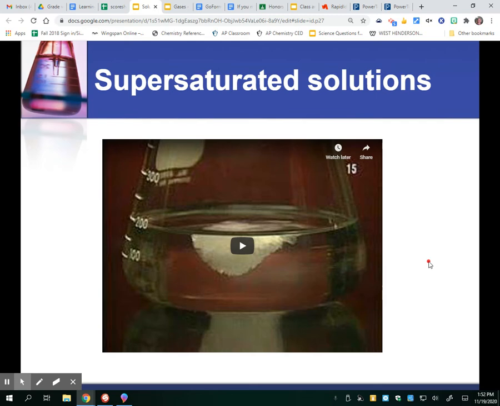Supersaturated solutions are also used to make rock candy. So in making rock candy, you make a supersaturated solution of sugar and you cool it down. And then you would maybe use a popsicle stick or a string, and you can drop it into the supersaturated solution and it causes sugar crystals to form on the string or on the popsicle stick.